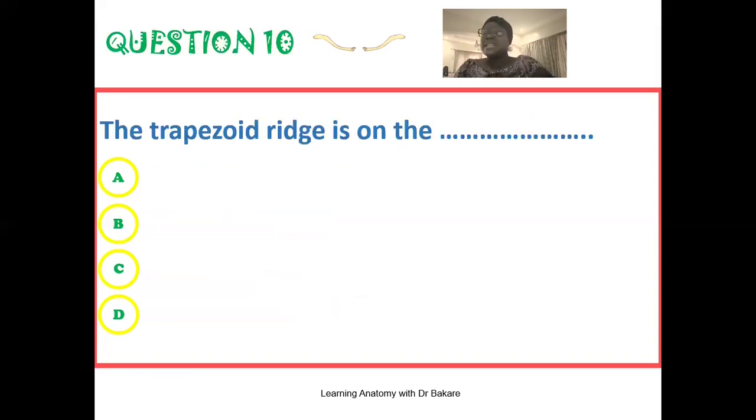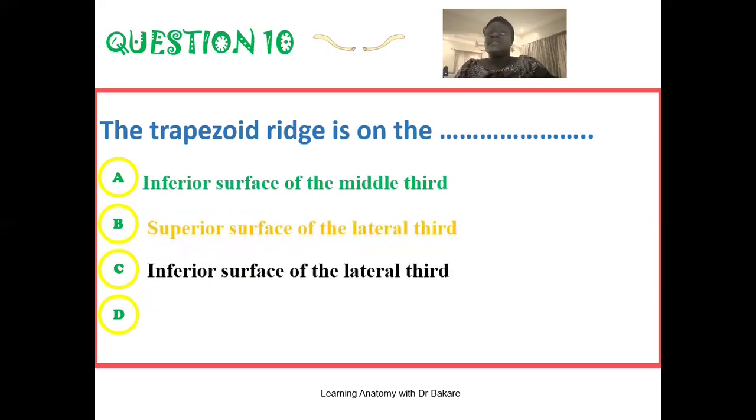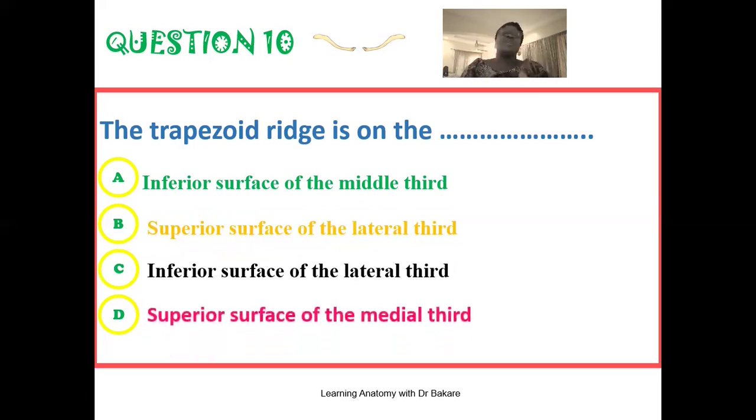So now let's go to the 10th question, and this reads that the trapezoid bridge is on the dash. Is it on the inferior surface of the middle third? Is it on the superior surface of the lateral third? Is it on the inferior surface of the lateral third? Or is it on the superior surface of the medial third?